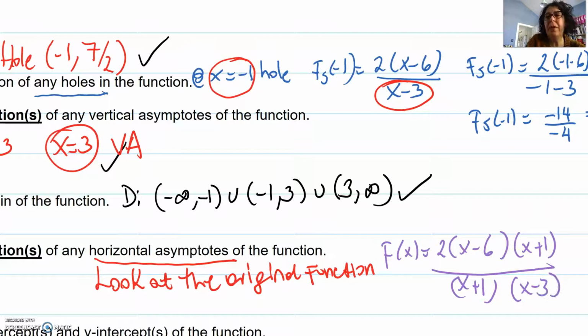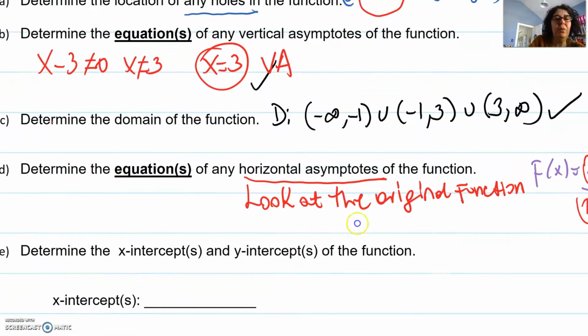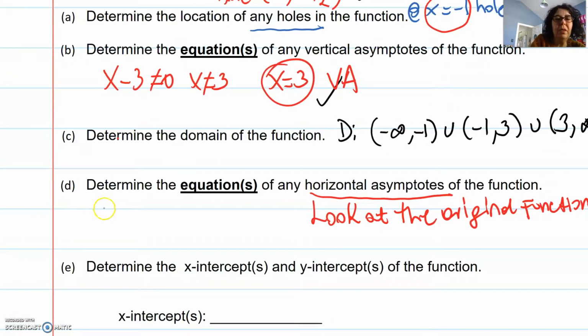Here I have a second degree, which is x squared. Here I have a second degree x squared. So the degrees are the same. Now I'm going to divide their leading coefficients, which is 2, and there is a hidden 1 here. So that will be my horizontal asymptote. A horizontal asymptote is an equation of a line. So y equals 1 is a horizontal asymptote. And that's the answer.